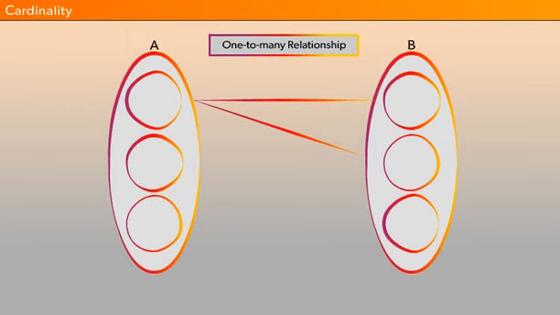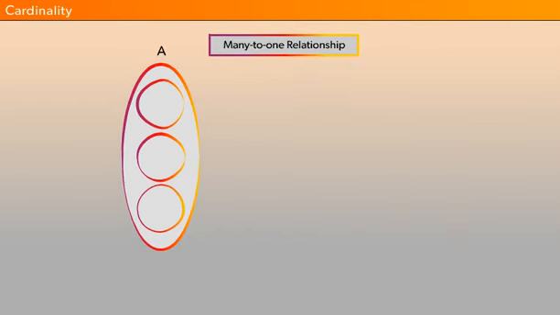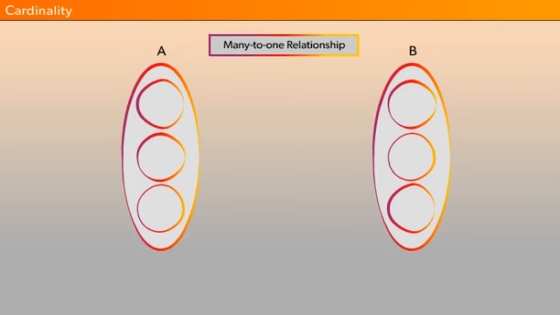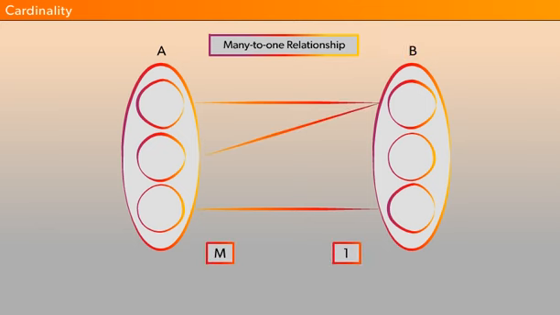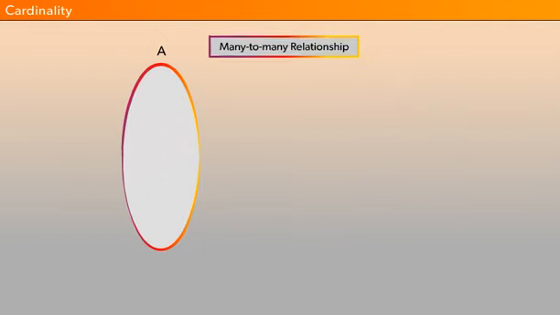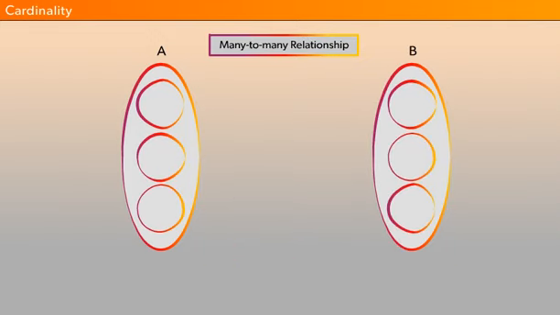However, an entity of entity set B can be associated with at most one entity in entity set A. Many-to-one relationship. In many-to-one relationship, an entity of entity set A can be associated with at most one entity of entity set B. However, an entity of entity set B can be associated with more than one entity of entity set A. Many-to-many relationship. In many-to-many relationship, an entity of entity set A can be associated with more than one entity of entity set B and vice versa.